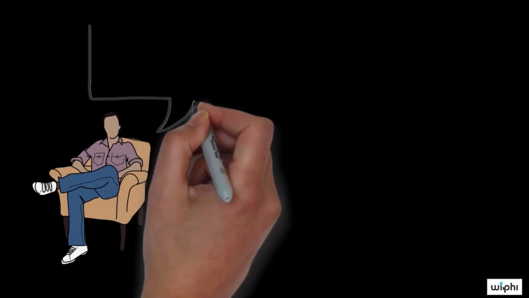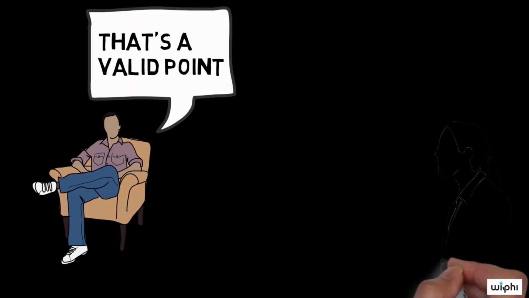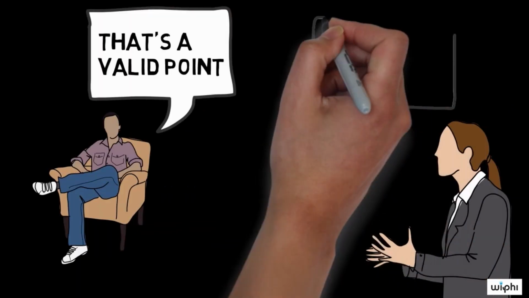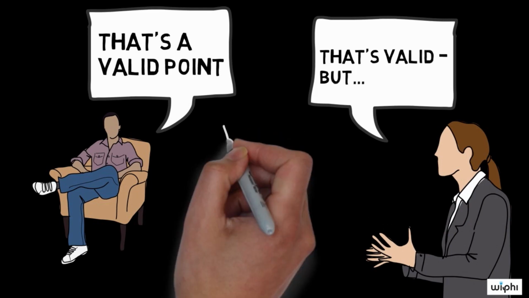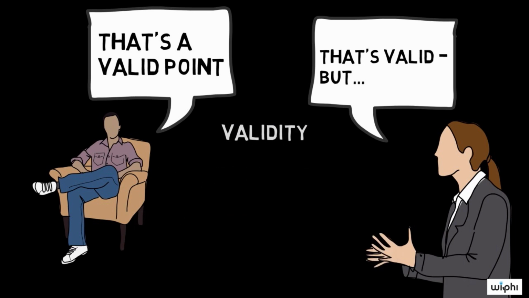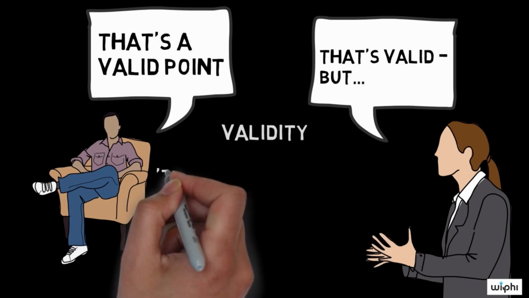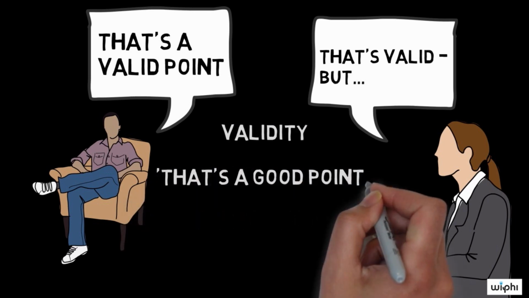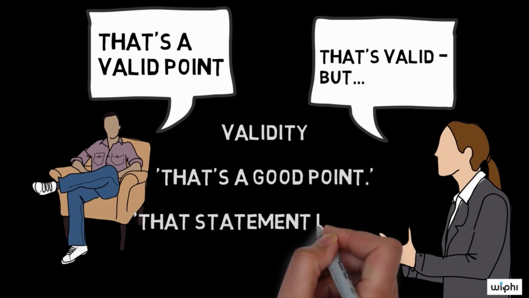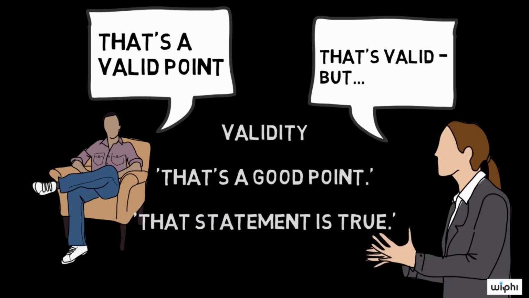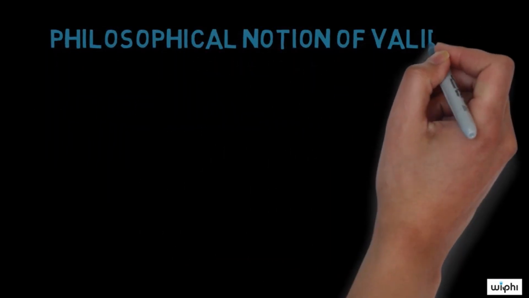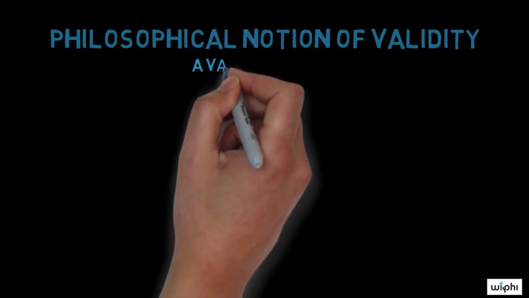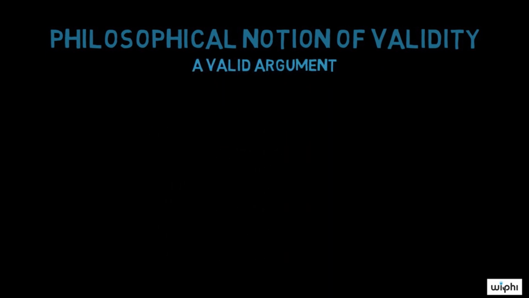You've probably heard someone say, that's a valid point, or maybe in an argument you've heard a friend say something like, that's valid, but in these everyday uses of the term valid or validity, people often mean to convey something like, that's a good point, or that statement's true. But I won't be talking, in this video at least, about those usages. Instead, I'll be discussing the technical philosophical notion of validity, as in a valid argument.